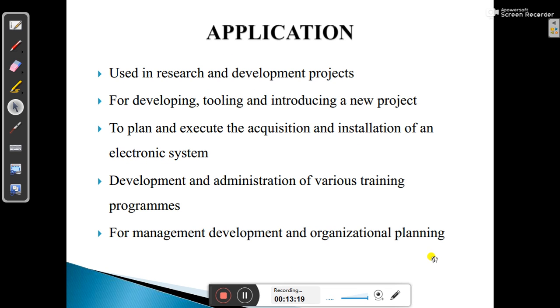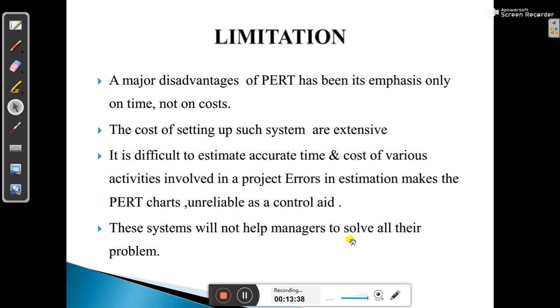There are various applications of PERT charts, like use in research and development projects, for developing tooling and introducing a new project, to plan and execute the acquisition and installation of an electronic system, and the development and administration of various training programs for management development and organizational planning.